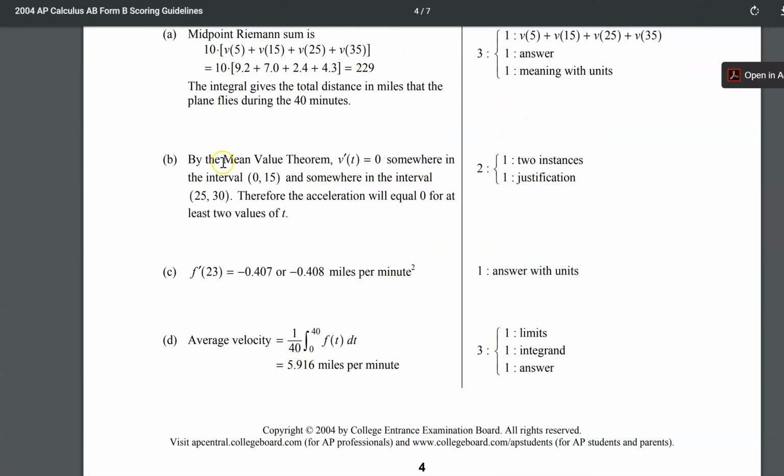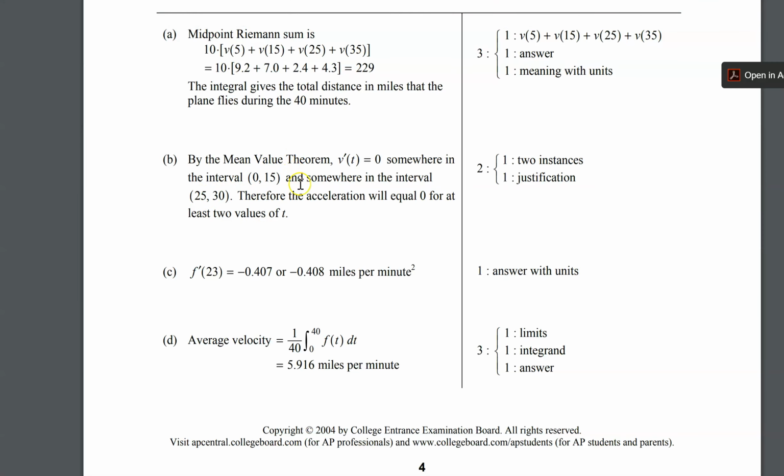In part B, they again reference the mean value theorem. So you need to do that for the justification, which is worth 1 point. And it looks like they gave 1 point just for mentioning the 2 instances. Their explanation seems a little less thorough, which is okay. But I still say to err on the side of being super overly thorough to make sure that you get your point across. But basically, they just mentioned derivative of velocity, aka acceleration, does have to be somewhere 0, somewhere in these 2 intervals by the mean value theorem. So therefore, at least 2 values of t will create a 0 value for acceleration.